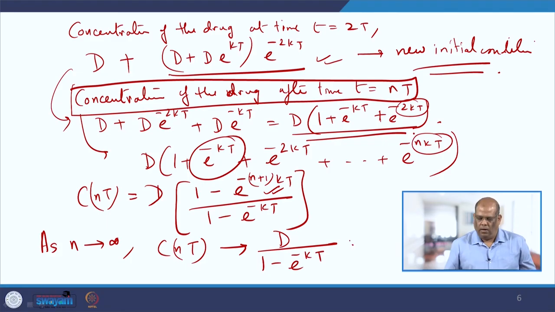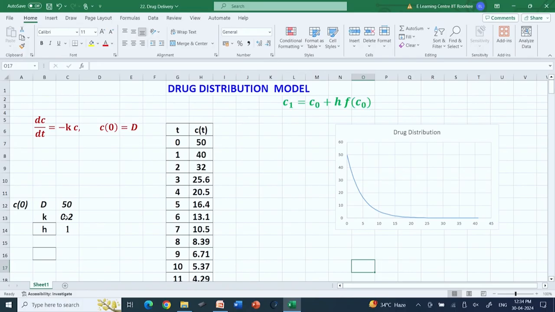Let us now see the numerical solution of this particular model, for which I will be using Microsoft Excel. So, as you can see that I already have this equation dC/dt equal to minus kC. The initial drug is D, the numerical value I have chosen for D to be some 50, this k equal to some 0.2 and h equal to some 1. And we will be using this equation, this is the Euler's equation to solve this differential equation.